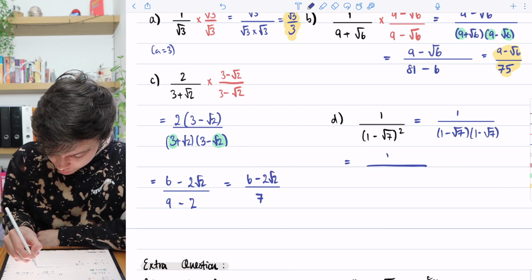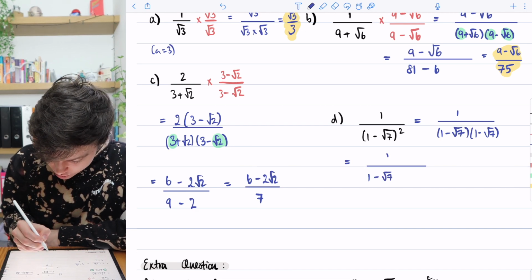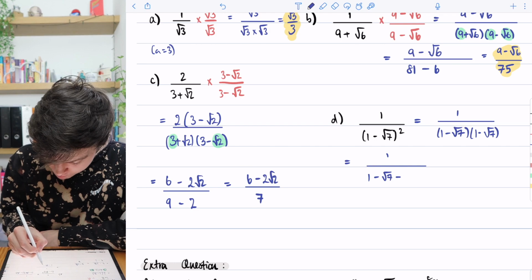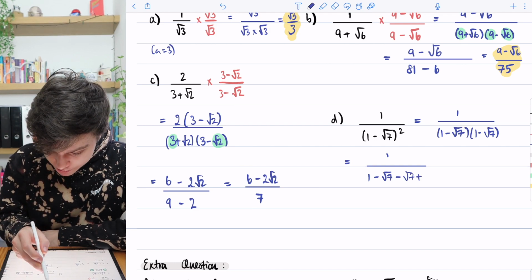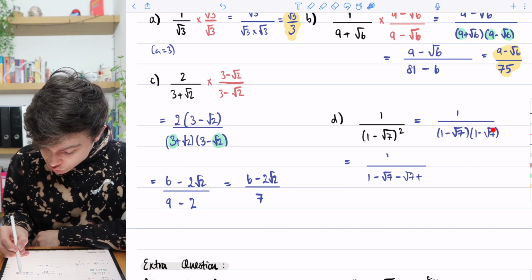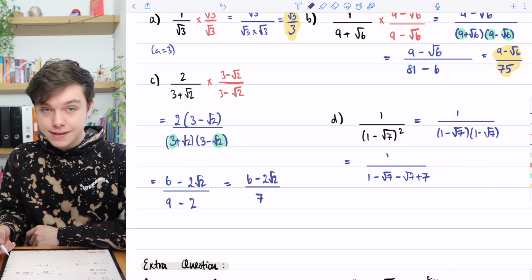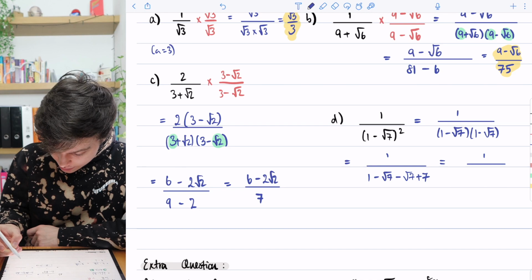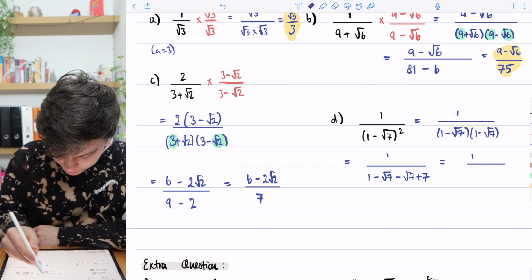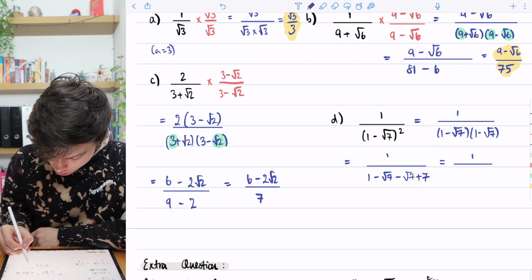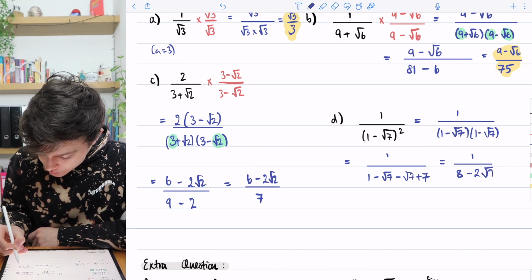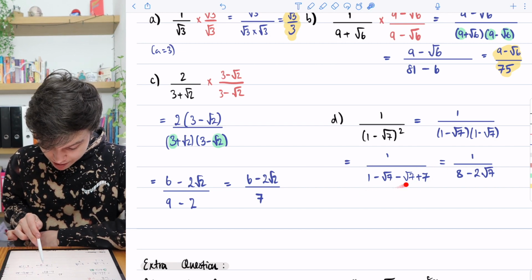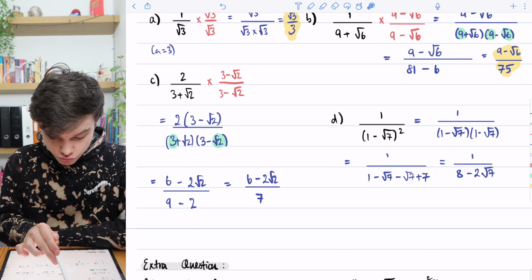And then let's expand those brackets. I'm going to do 1 times everything. So I'll have 1 minus root 7. And then I'm going to do minus root 7 times everything. So we'll have minus root 7 and then plus, because we've got a minus times a minus, and then root 7 times root 7 using the rule is 7. And then I can simplify the bottom to give me 1 over 8 minus 2 root 7, because we can add the 1 and the 7 together to give me 8, and then we can minus those to give me minus 2 root 7.